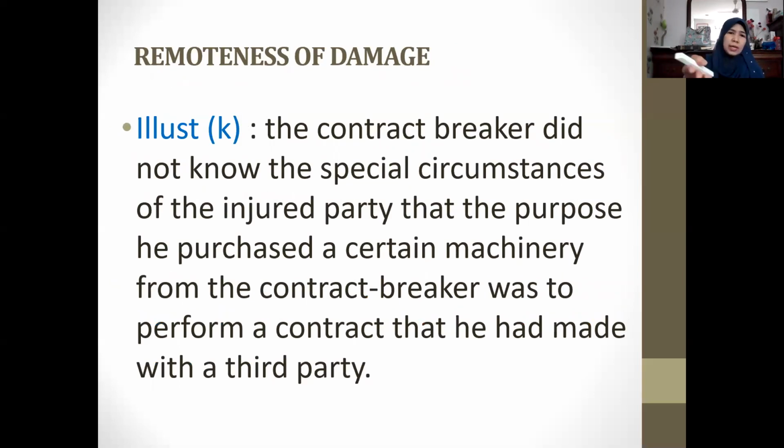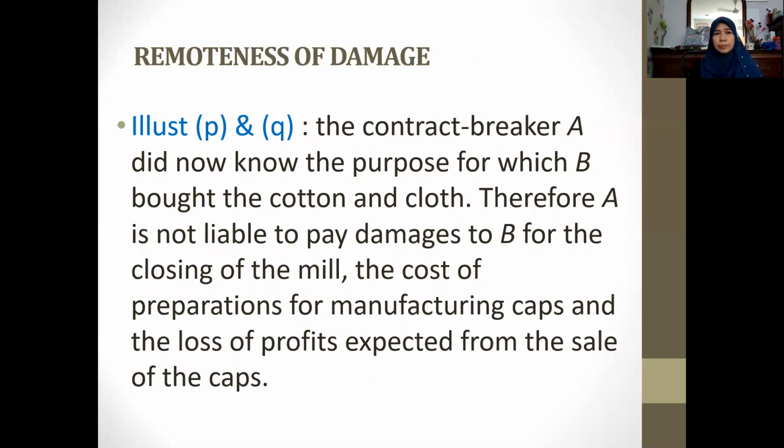If you read illustration K, that's basically the analysis here. In illustration K, the contract breaker did not know the special circumstances of the injured party, that the purpose for which he purchased certain machinery from the contract breaker was to perform a contract that he made with a third party. So whatever special knowledge must be revealed, must be informed, must be conveyed to the other party, because if there is any problem later, whatever losses can be claimed from the contract breaker. Otherwise, no claim is allowed, because the damage is considered too remote.